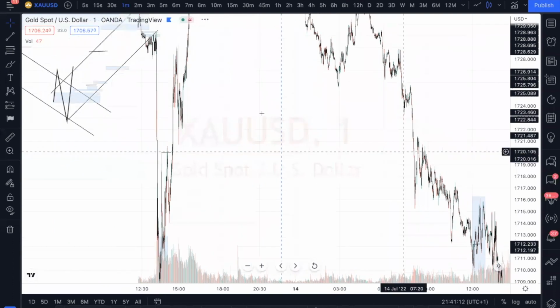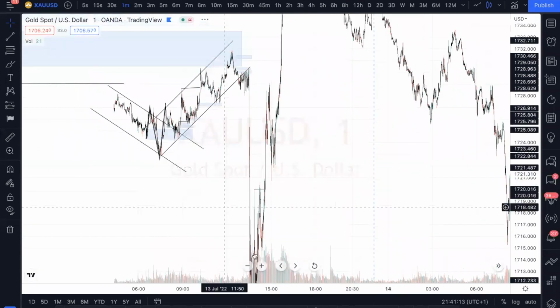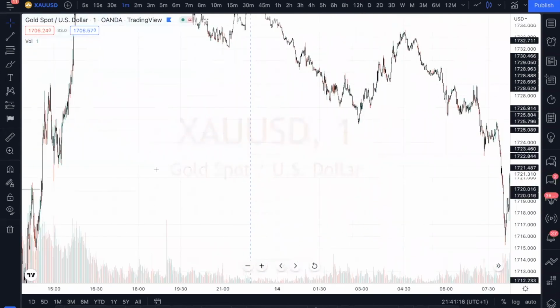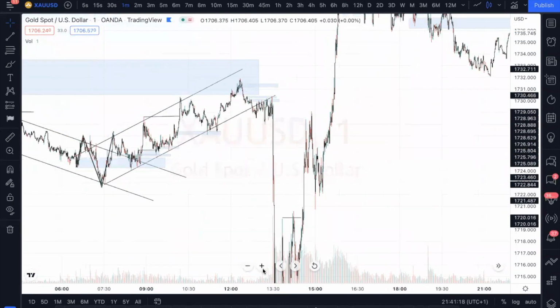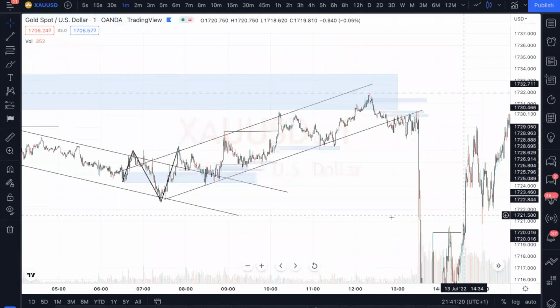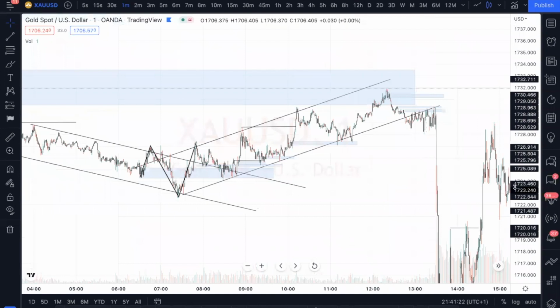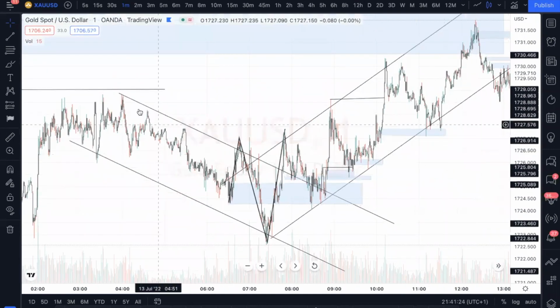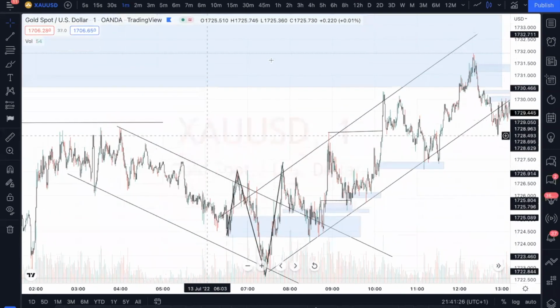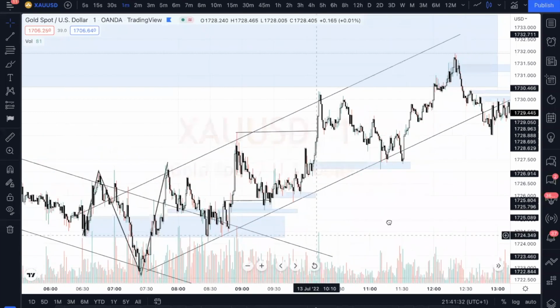Okay, so this time, you see the channel. First of all, price broke out of this channel. Remember, we've marked this particular zone as a reversal zone because there's a strong support there. Okay, price broke out of this zone.